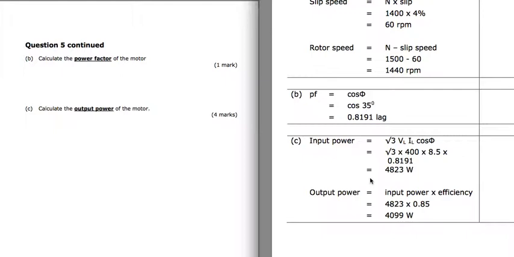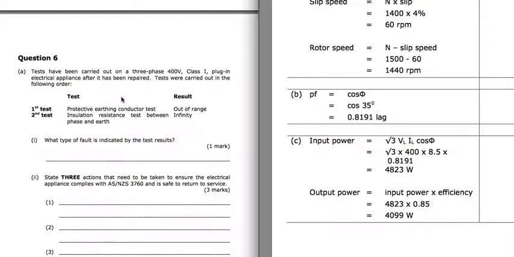Now the output power is the mechanical power of the motor. And the mechanical power is going to be the input power times the efficiency. So we're told that it's only 85% efficient. So whatever we put in electrically, we'll get 0.85 of that out. And so 4823 times 0.85 gives us just over 4 kilowatts of output power. Now the output power is always going to be less than the input power of the motor.